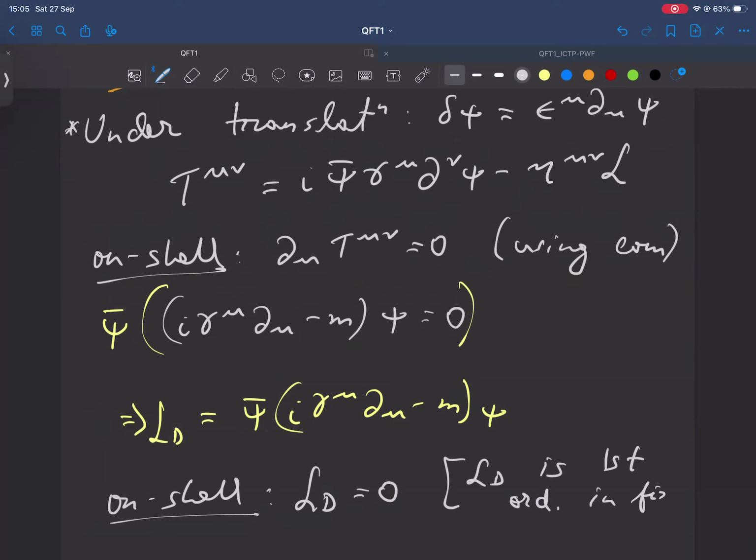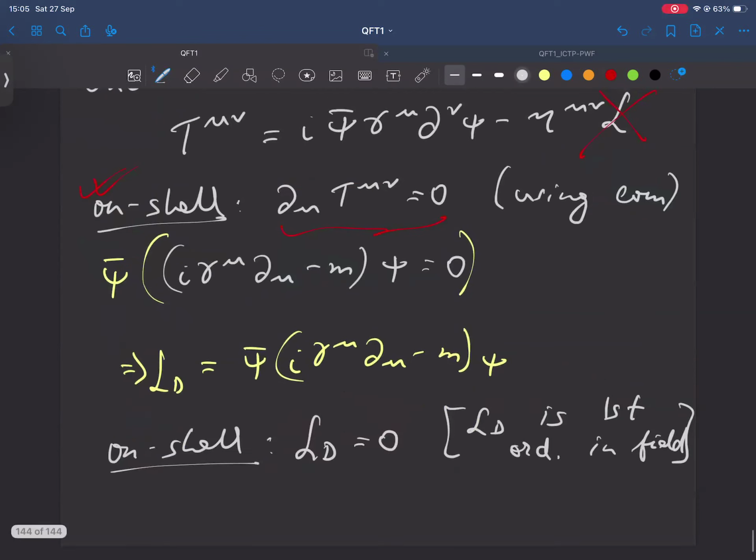So it was a linear differential equation. So if you do that, then you can put this to 0, because these currents and their conservation only make sense when things are on shell. So that simplification then tells us that T mu nu is just this.